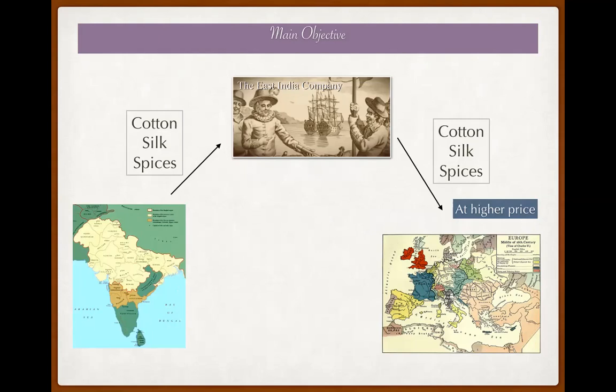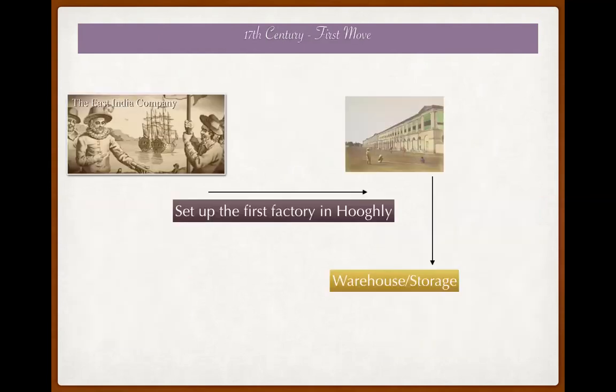You buy at a lower price, and you sell it at a higher price in some other region. Whatever profits were acquired were kept as the funds of the East India Company and later used for expansion. Earlier, they were trading only with these particular products. Because of their will to expand their operations, the company was willing to set up a factory, and the first factory was set up in Hooghly. Hooghly is in the east of India, and this factory was set up as a way of storage and warehouse.